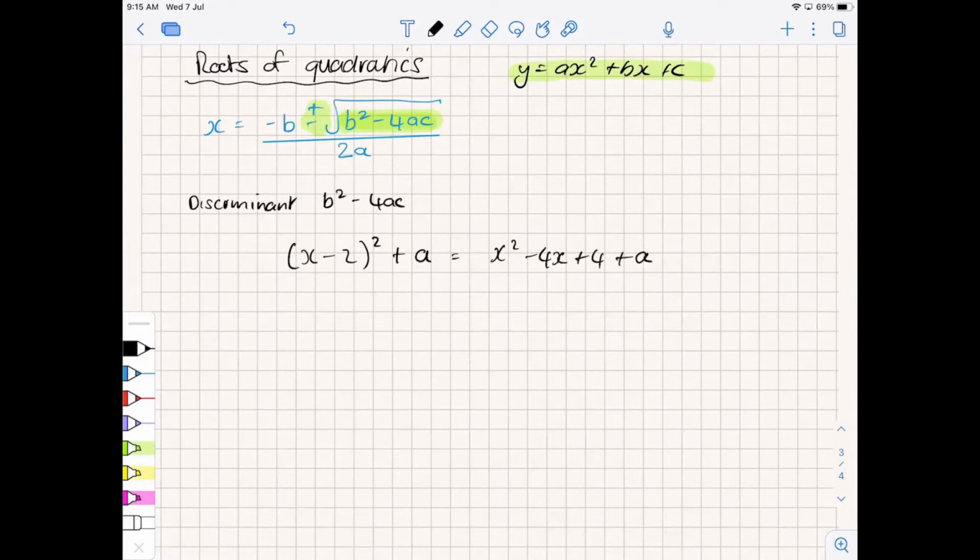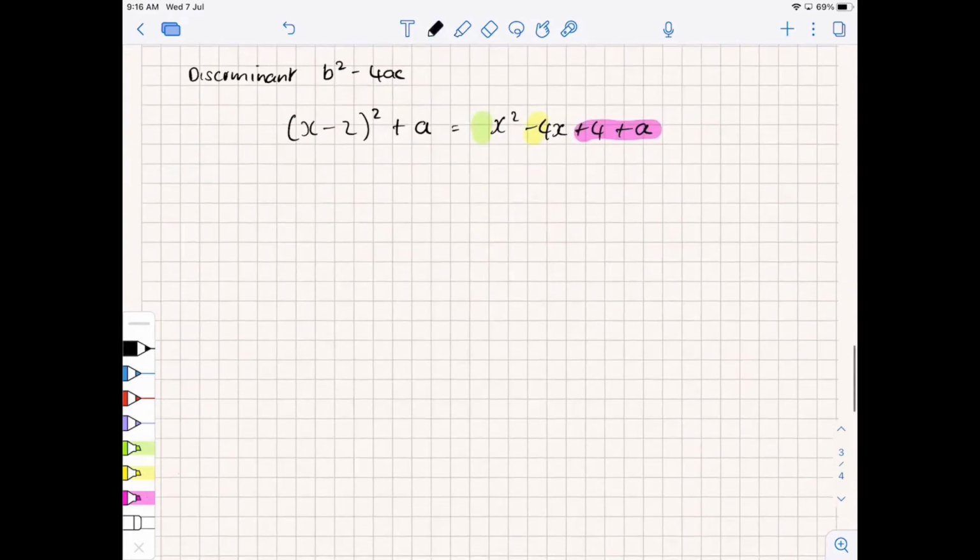So in order to use the discriminant, we need to know what a, b, and c are. A is just the coefficient in front of x squared. B is just the coefficient, including the sign, in front of the x term, and c is just anything that's a constant. Now this 4 and this a, they are both c because they are both unaffected by either x squared or x. We're going to look at some examples later where you might have to factorize out your a, b, and c. So let's have a look at these two things individually.